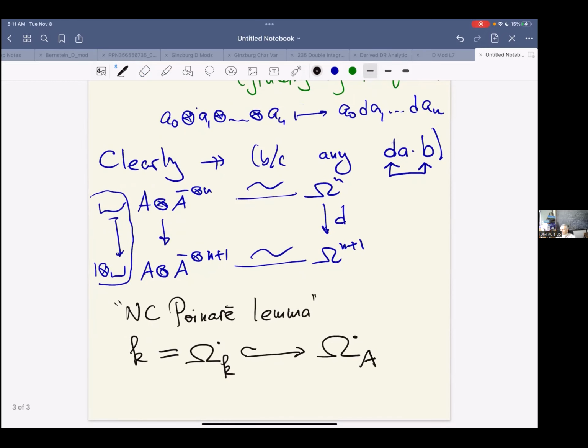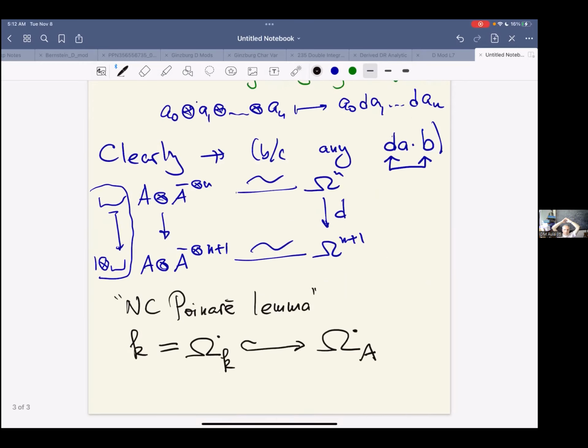And the non-commutative Poincare lemma just says that basically it's acyclic. Apart from K, from the scalars, it's completely contractible. But not in a canonical way, which is important. Okay, so it has some silver lining in it, which I will mention later.